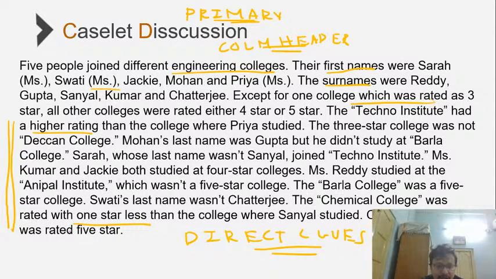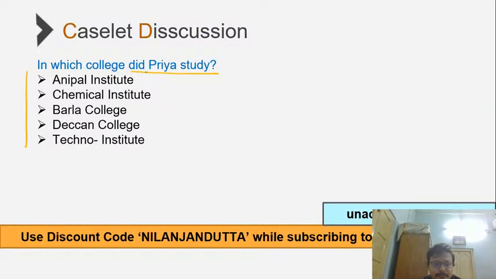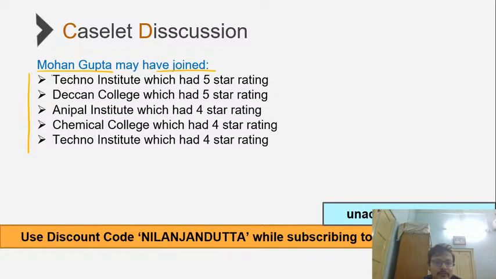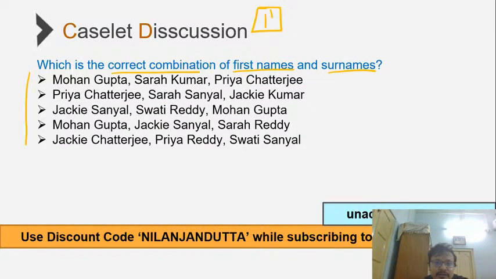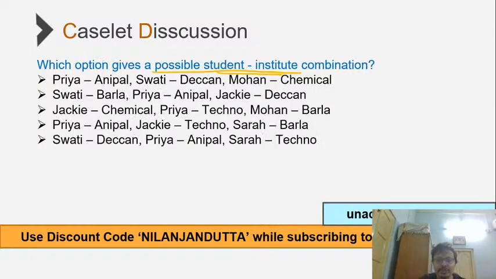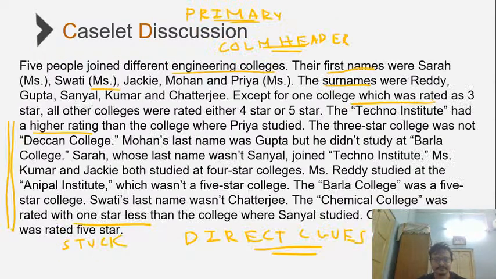And whenever you get stuck in the set, remember, to bail you out, you have the luxury of 5 questions. One is on Sanyal, one is on Priya's college, one is on Mohan Gupta joining which college, the next is on student institute combination, and the last one is on correct combination of first name and surname. So when you're getting stuck, you have to use the question options to bail you out.